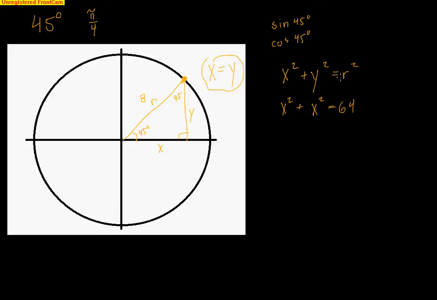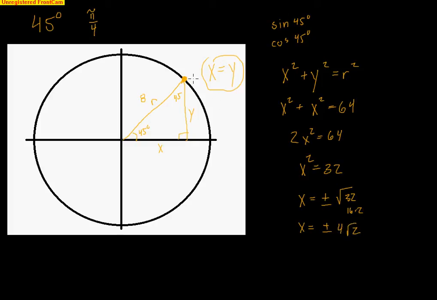All I did here was replace r with my radius of 8, and I have x squared, but y is the same thing as x when you're at a 45 degree angle, so I replaced the y squared with x squared. This gives me 2x squared equals 64. This gives me x squared equals 32, and this tells me that x equals plus or minus the square root of 32. Let me clean that up real quick. That would be plus or minus, 16 times 2 is 32, so that'd be 4 radical 2.